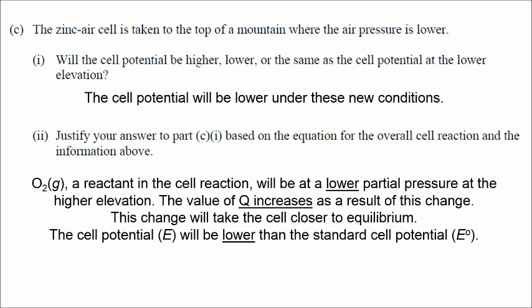So at the top of a mountain, the partial pressure of oxygen, which happens to be a reactant, will be less. So we have a lower concentration, if you will, a lower amount of reactant molecules. So the value of Q is going to increase, and it's going to take us closer toward equilibrium. The cell potential will be lower than the standard cell potential because we are decreasing the amount of reactant. So Q increases and the voltage decreases.